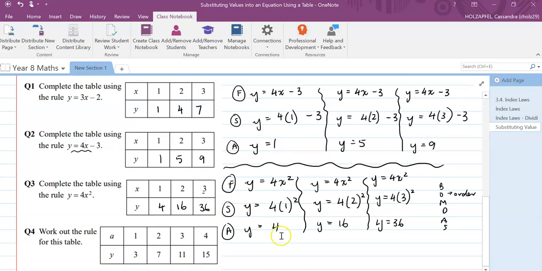Okay, last one. So this last one here is a little bit of a different type of question. So work out the rule for this table. So I'm going to create a separate video for this skill, and I will let you know when I have posted that.